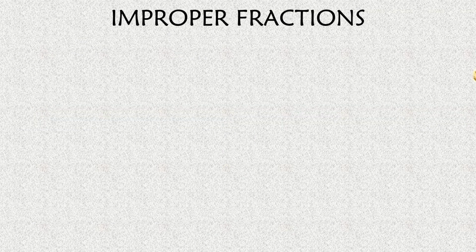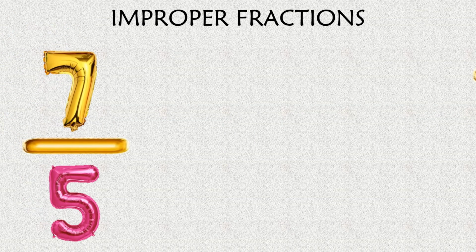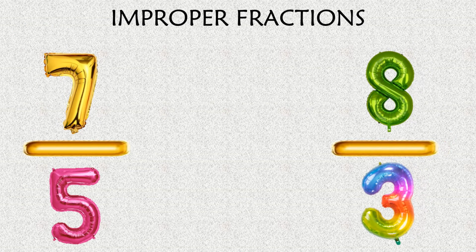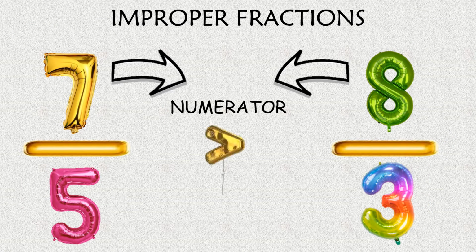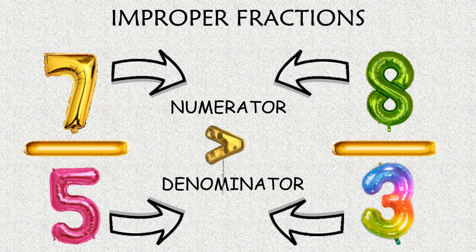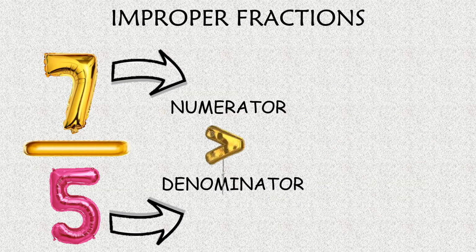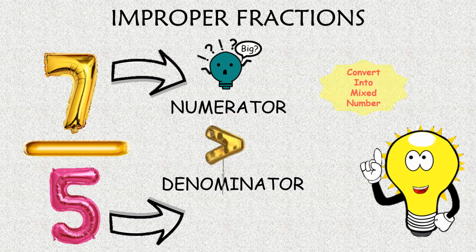Look at some examples. 7 upon 5 and 8 upon 3. What do you observe? The numerator is greater than the denominator. So what is improper fraction? Fractions where numerators are greater than the denominators are called improper fractions. But just by looking at them, we do not get an idea of how big the number is. So we convert improper fraction into mixed number.